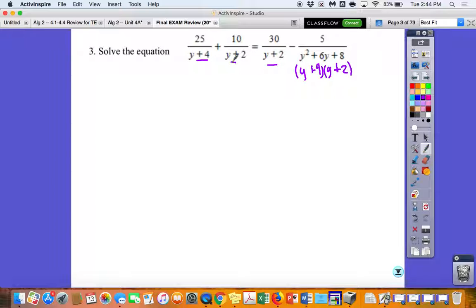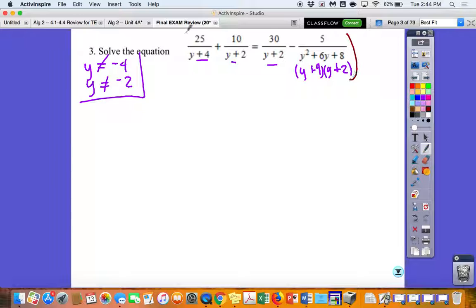Okay, now, but those give you restrictions as well, remember? So if you set those things equal to 0, that's y equals -4, or it can't be, and y also cannot be -2. So we got to watch out for those. If they pop up in the end, you got to cancel them out. Not allowed to have them because that would put a 0 in the bottom of your fraction.